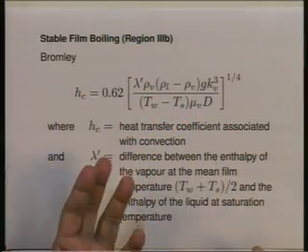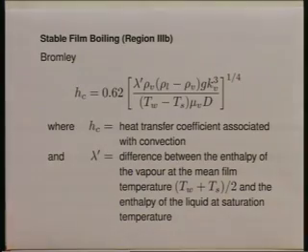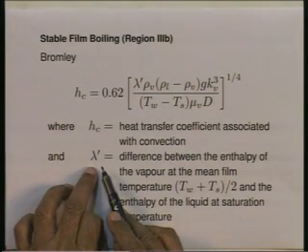Very similar, excepting that instead of the properties of the liquid, now you have the properties of the vapor. You have mu v, k v, rho v, and then you have a rho l minus rho v because you have buoyancy, you have the liquid moving, the vapor film moving upwards. You also have, instead of lambda, lambda dash. And what is lambda dash?